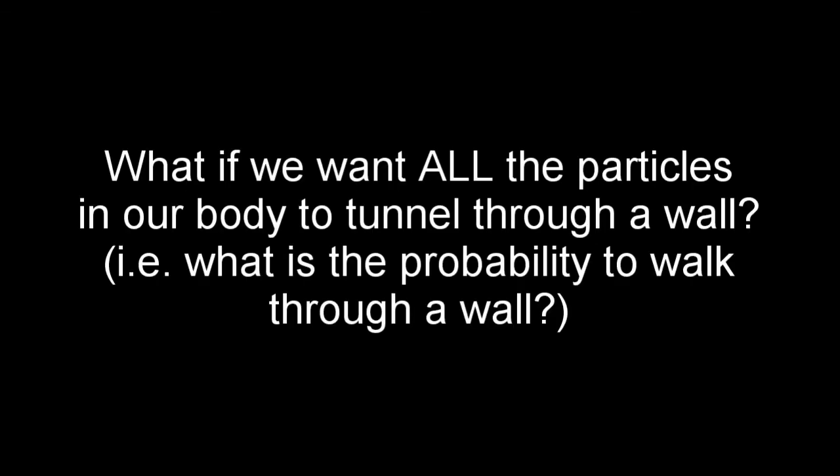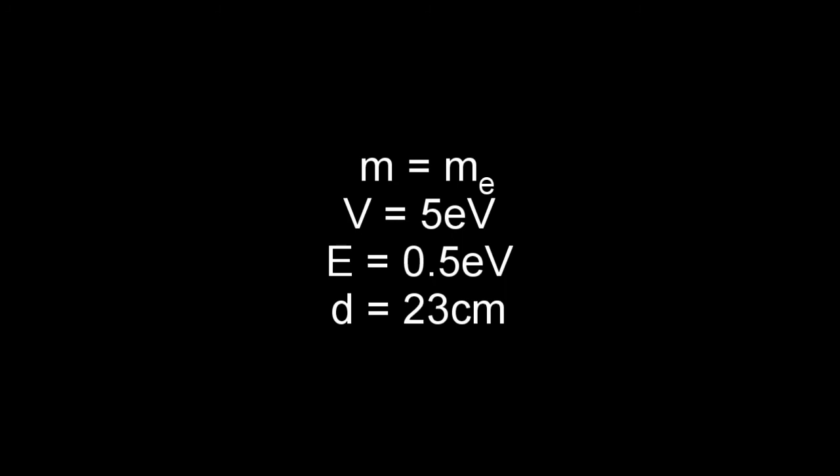Now, we'll answer the question that the main video was built on, which is: what if we want all the particles in our body to tunnel through a wall? Let us say that the average human body has about 7 times 10 to the 27 particles, and in this case we'll regard them all as electrons, as I did in the main video. Using the same conditions as before, we know that the probability for one electron to pass through a 23 centimeter wall is that beast of a number, and we need to consider this for this many electrons.